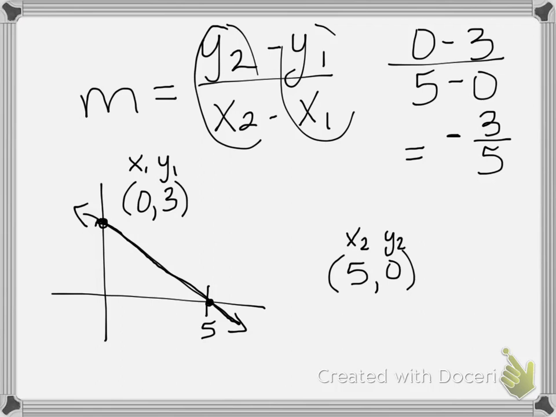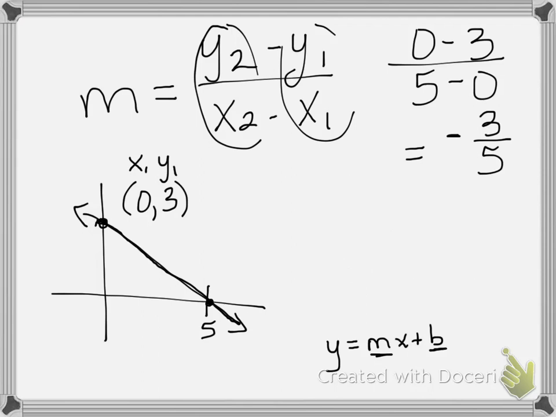Let's say that I want to use this same information now and I want to write an equation in slope-intercept form. Well, we know in order to write an equation in slope-intercept form, I need 2 pieces of information. Slope-intercept form is y equals mx plus b. M is my slope, b is where it crosses the y-axis. Well, we just discovered that our slope is negative 3/5, and we can look at the graph and see exactly where it crosses the y-axis.